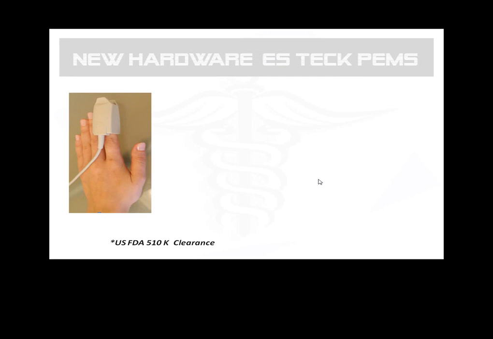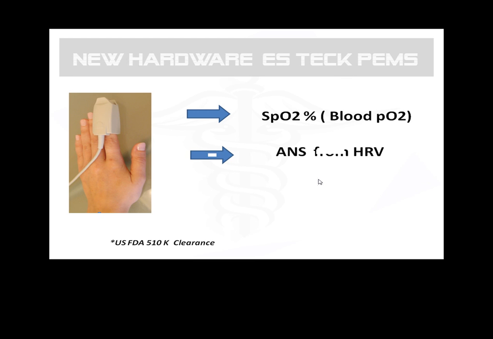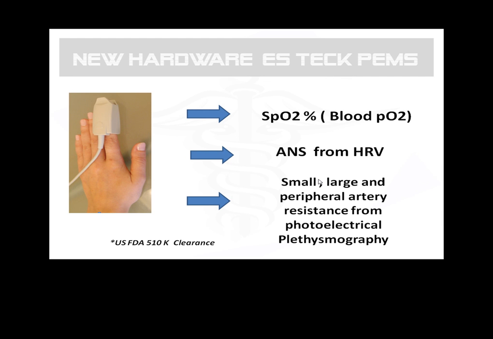New hardware ES Tech PEMS. Display the SpO2% related to the blood oxygen pressure. Estimated autonomic nervous system activity from the heart rate variability analysis. Estimated small and large artery resistance from vascular waveform analysis.